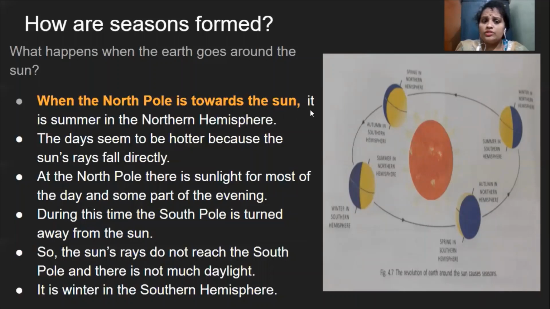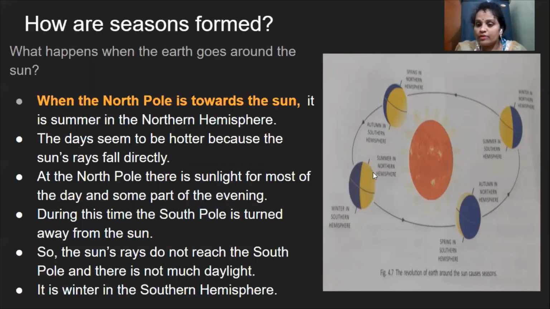Here when the North Pole is towards the sun, it is summer in the northern hemisphere. The days seem to be hotter because the sun's rays fall directly. When the North Pole is towards the sun, what will happen? The sun's rays fall directly. At the North Pole, there is sunlight for most of the day and some part of the evening.